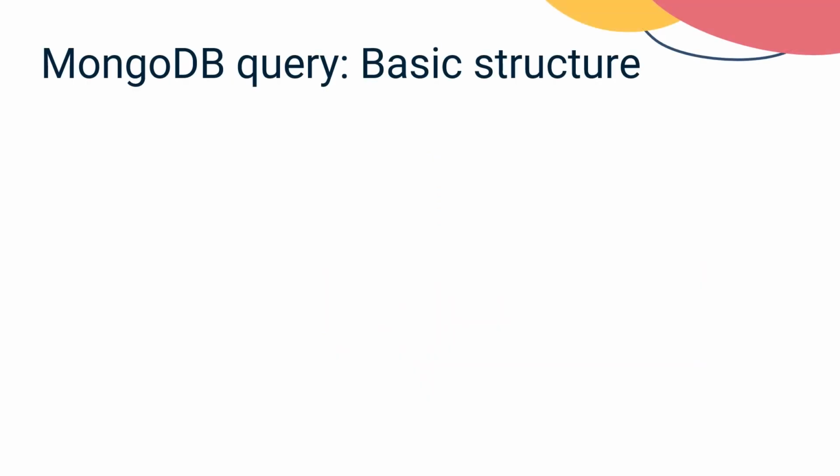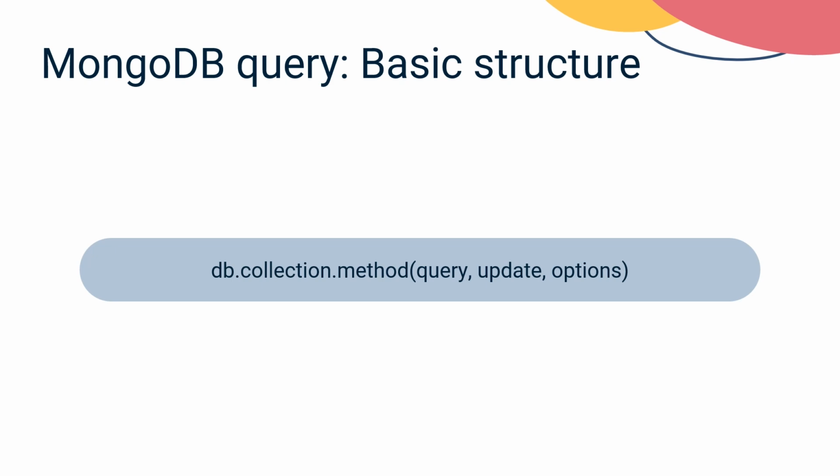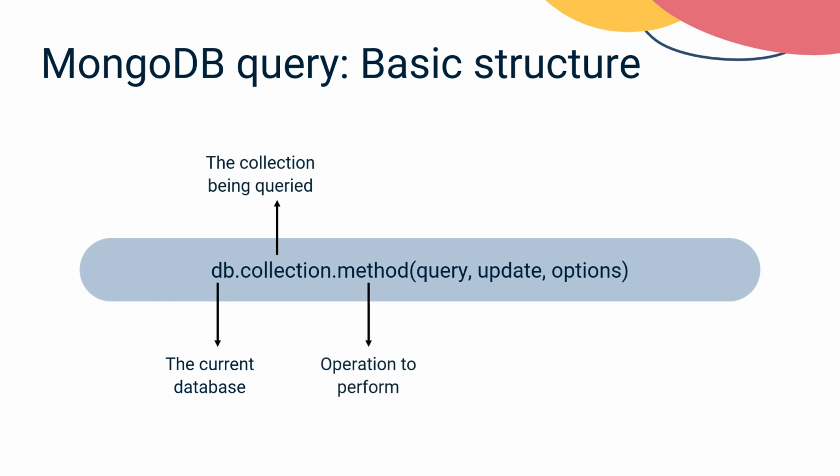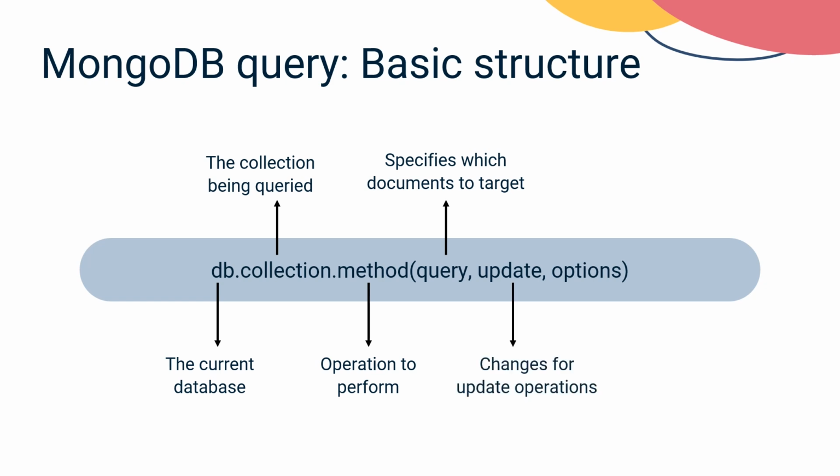Before we discuss the CRUD operations, let's see the basic structure of a MongoDB query. The basic structure of a MongoDB query is db.collection.method, and query, update, options in parentheses. DB refers to the current database. Collection is the collection being queried. Method is the operation to perform, for example, insertOne, find, updateOne, deleteOne, and so on. Query specifies which documents to target. Update defines changes for update operations. Options refer to additional settings such as sorting or limiting results.